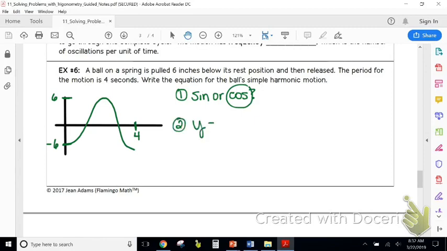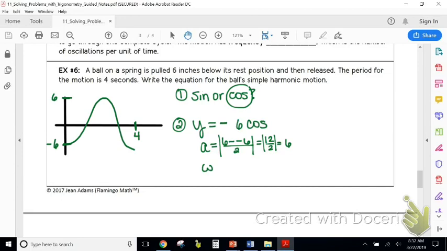So let's write the equation. Since we got that, we know it's going to be a negative, and we said we're using cosine. We need to check and see, is there an A value? Well, how do we find A? What does A represent? Amplitude. And how do you find the amplitude? Max minus min, the absolute value of max minus the minimum, divided by 2. So 12 over 2, which is 6. So my A is 6.